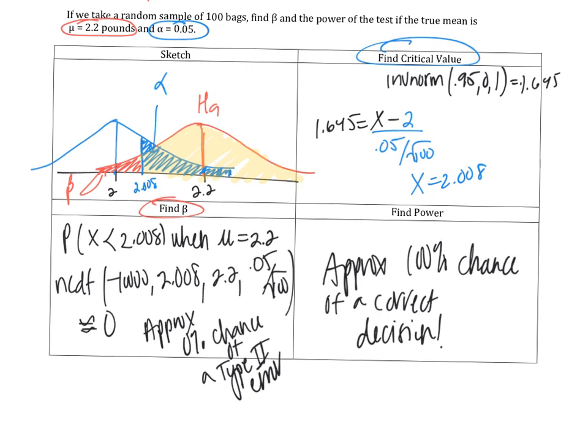Okay, guys, so make sure you get down how to draw these curves. Make sure you understand these are two separate curves. In this step, we're using the null. In this step, we're using the alternate. And power is just 1 minus beta. So it takes a little time. It takes a little bit of practice.